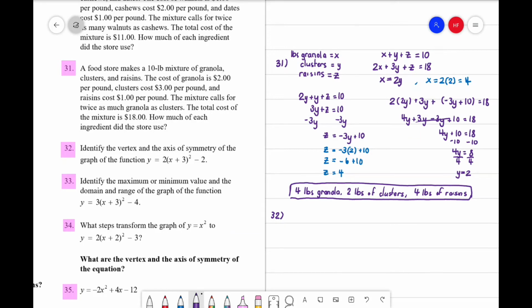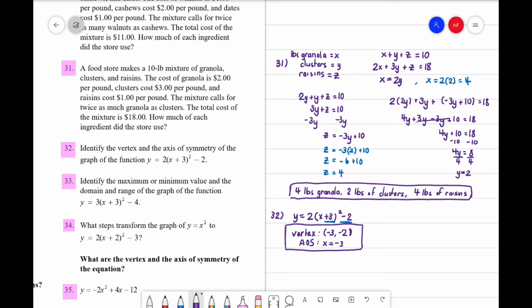32, identify the vertex and the axis of symmetry of the graph of the function y equals 2 times x plus 3 all squared minus 2. So we're looking for the vertex and the axis of symmetry. Vertex, when we're in vertex form, we get from this and this. So my vertex is the opposite of the inside, -3. The end as it is, -2. Axis of symmetry is the x value, so x equals -3 is the line that would cut that quadratic in half.